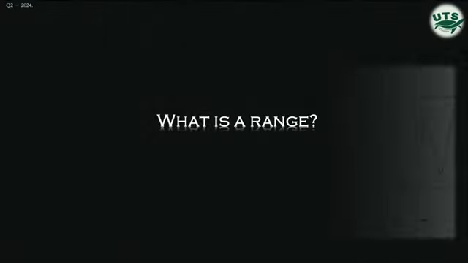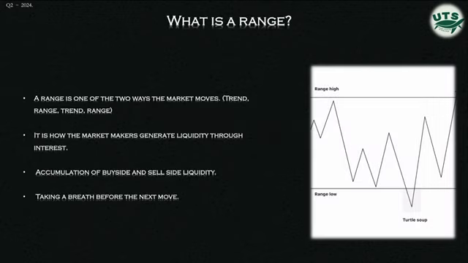What's a range? A range is one of the two ways the market moves. Trend, range, trend, range. It is how the market makers generate liquidity through interest by accumulation of buy-side and sell-side liquidity. Above old highs, you have buy-side liquidity. Below old lows, you have sell-side liquidity.